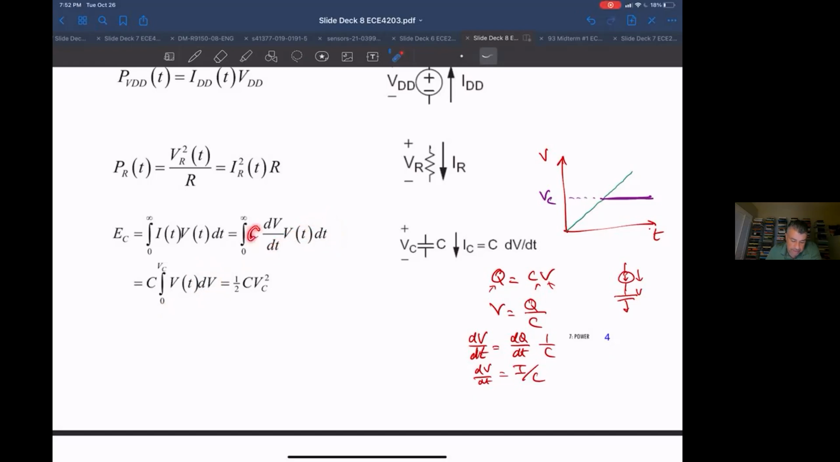I could look at this as being C dV/dt times V(t). So this dt cancels out with this dt, sorry. And I end up changing my limits and ending up with an integration with respect to voltage, C V(t) dV. Now the limits for V(t) go between the max voltage VC and 0. So I basically just end up with this integral being 1/2 CV squared.